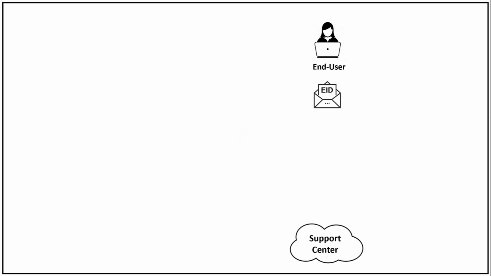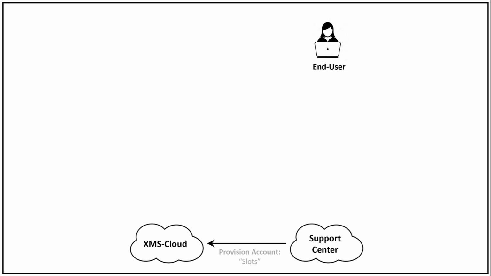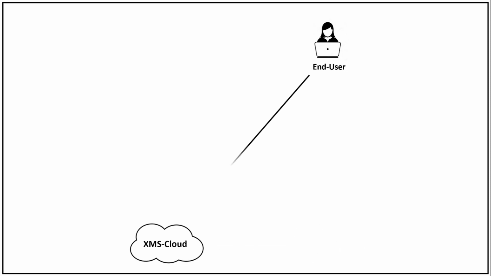To activate your service, go to the Cambium Support Center at support.cambiumnetworks.com. You'll navigate to the entitlement section of the site and paste the EID. You'll identify your XMS-Cloud account or create a new account. When you activate, Support Center sends the subscription activation to XMS-Cloud. The number of slots you purchased are added to your account. Now you can log into your XMS account to upload the serial numbers and begin using your access points.